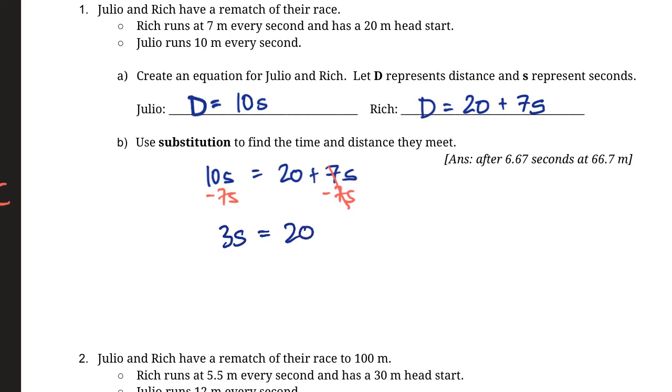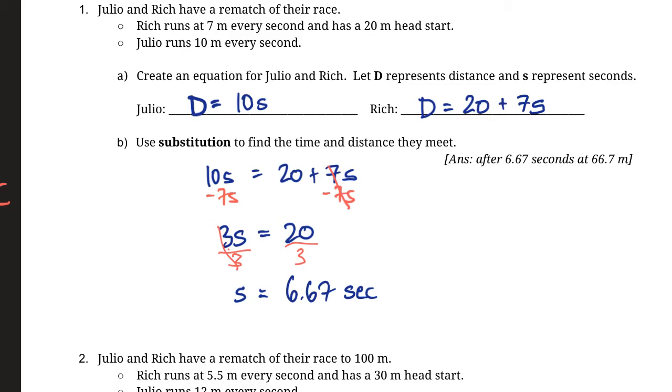Now to finally solve this equation, to get rid of that 3, I'm going to divide by 3, and I'm left with s equals 20 divided by 3, which is 6.67. If I round to 2 decimal places, 6.67 seconds. I'll put SEC for seconds so we don't get confused.